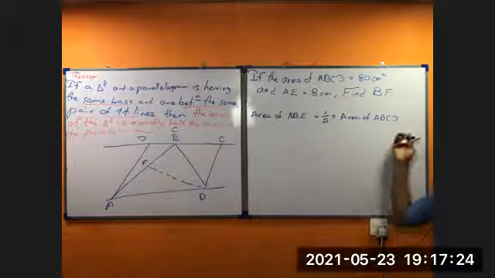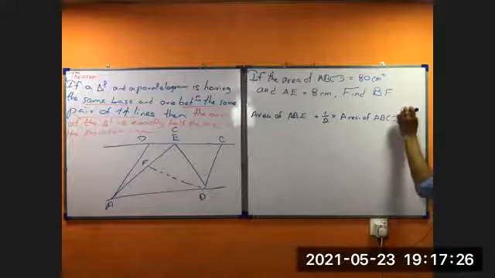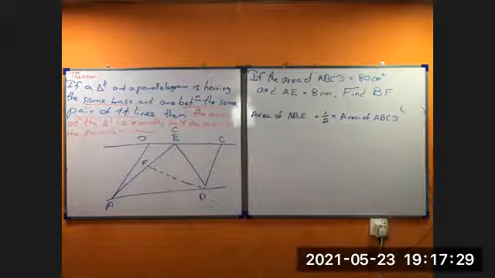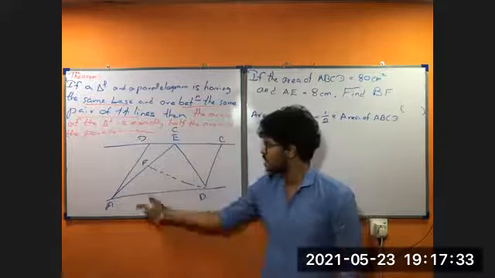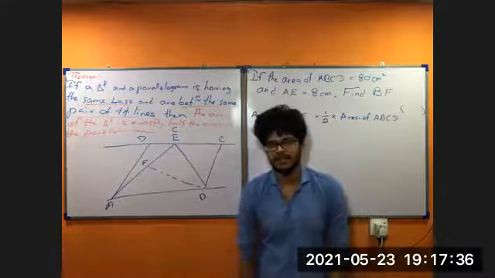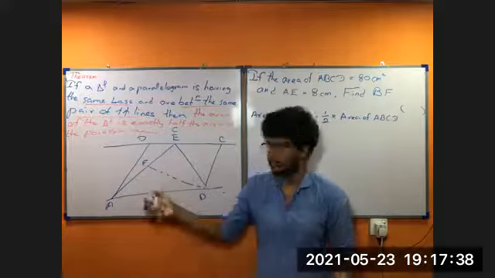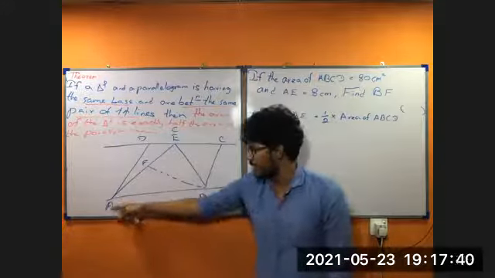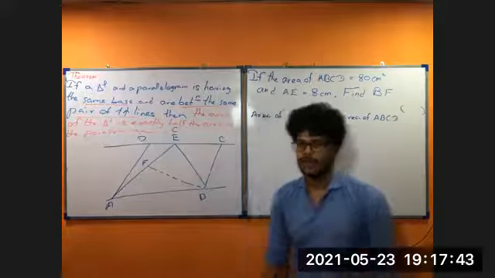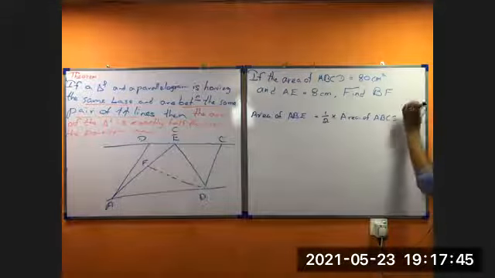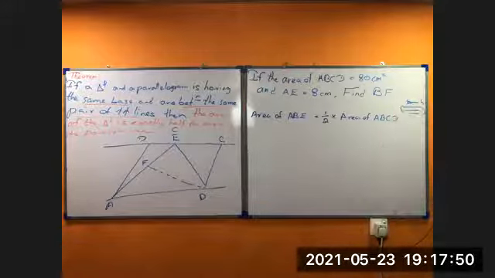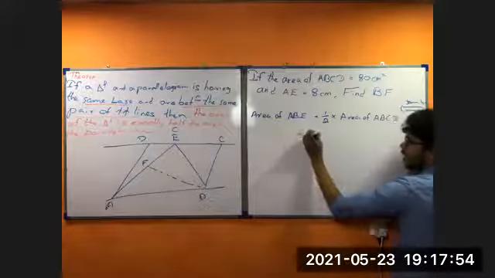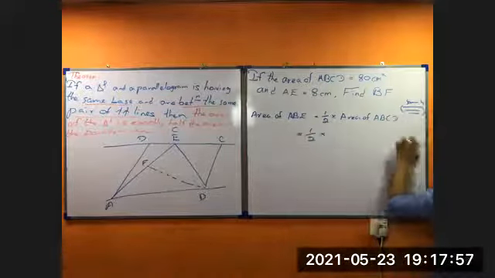When you write this, you better write the reason. At least you can say they have the same base. You can just simply write same base and between same pair of parallel lines. You don't need to write sentences or essays. In that case, you can write it is equal to half times area of ABCD.